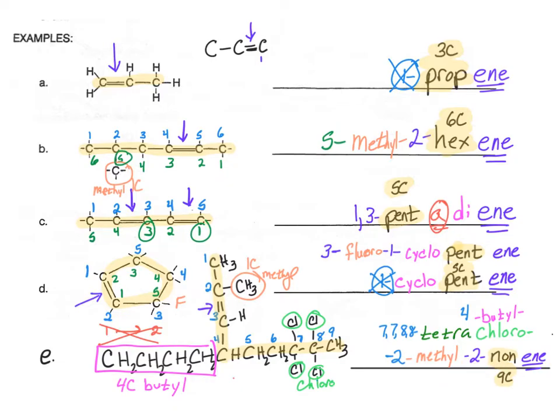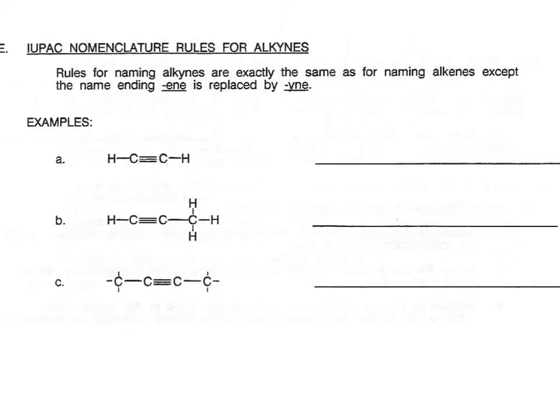Now remember, that is all one word, and you can see how sometimes you can have an organic chemical that is actually 700 pages long and still one word. Not surprisingly, the longest name in the American Dictionary is an organic chemical. Now let's see what we do when we have a triple bond. We'll start with naming alkynes.